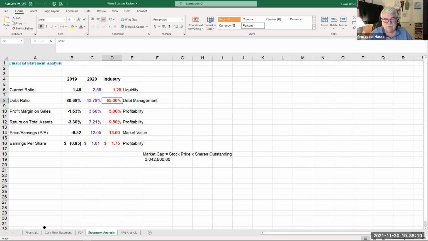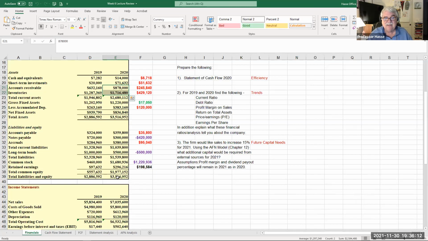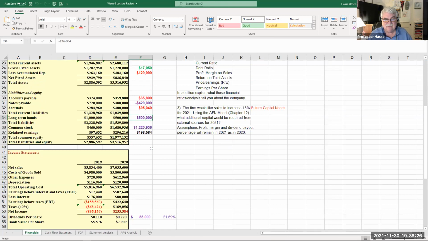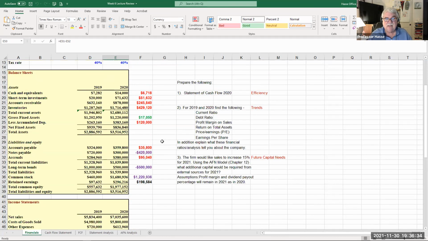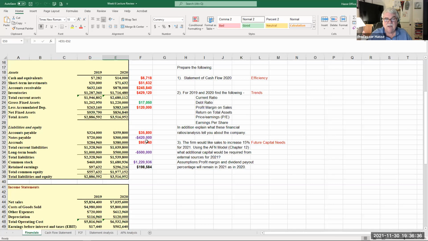But the key question in this company is, how did they clean up their balance sheet? They paid off $420,000 of a note payable. They paid off $500,000 of long-term bonds. But where did they get all that money, $920,000, to do that? Did they make a big profit? No. They only made $253,584 in profit. Where did they generate the cash to pay off almost $1 million of their debt?